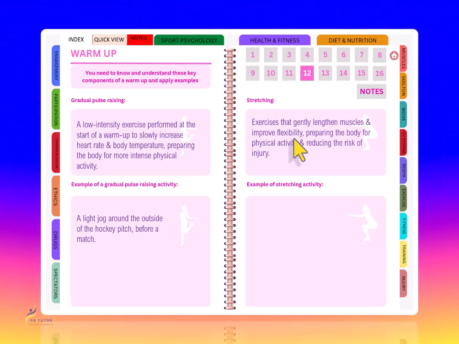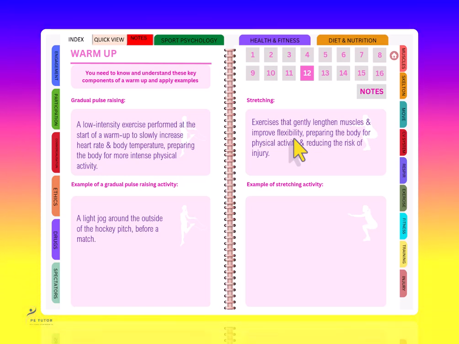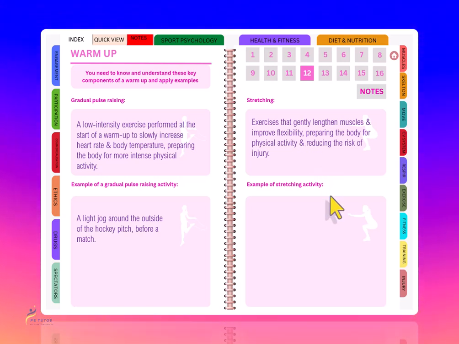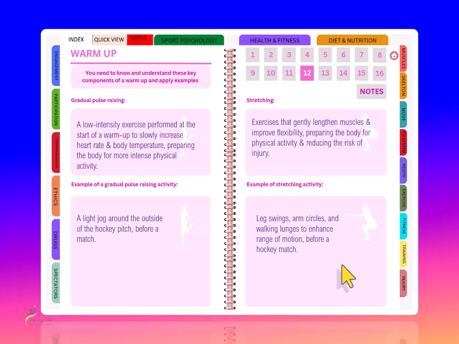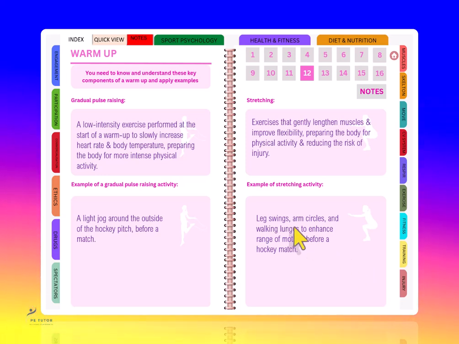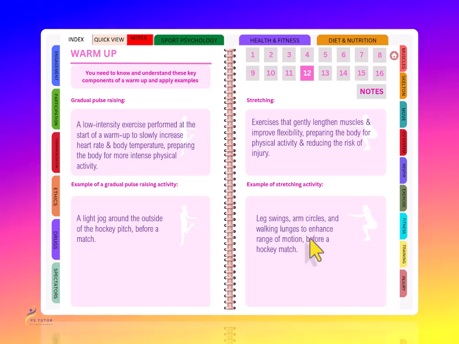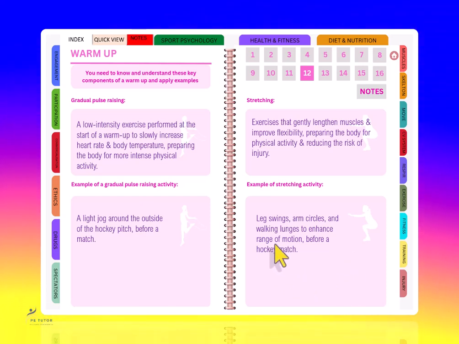If I'm talking about hockey, it means I'm going to be able to make those stretches to make those tackles, for example. So an example then, we could do all sorts of different types of stretching activities. Could be leg swings, arm circles, walking lunges. Again, as I said there, to increase or enhance the range of motion before a hockey match.